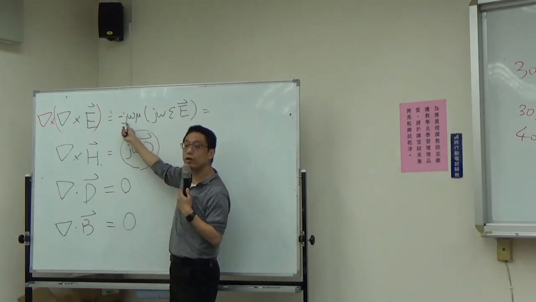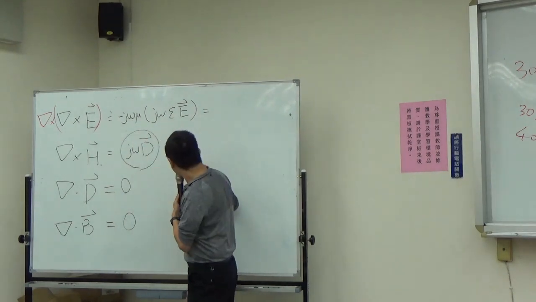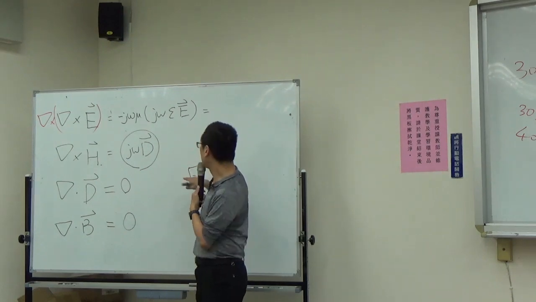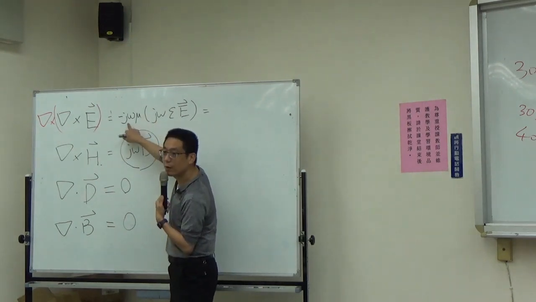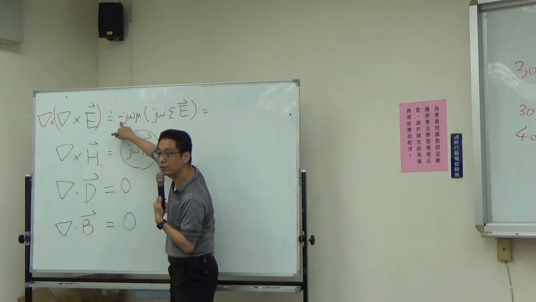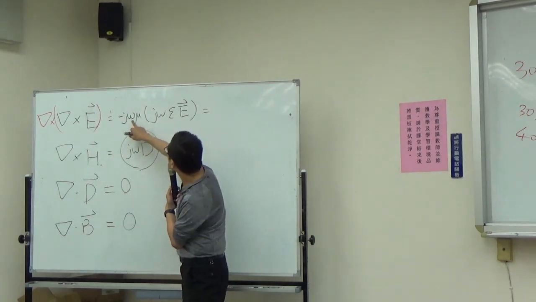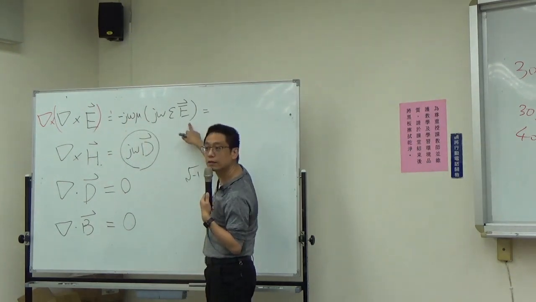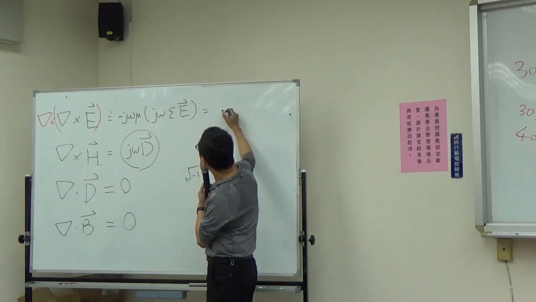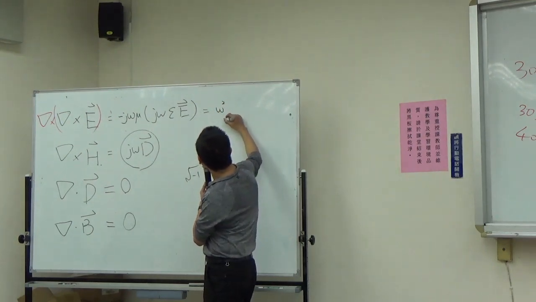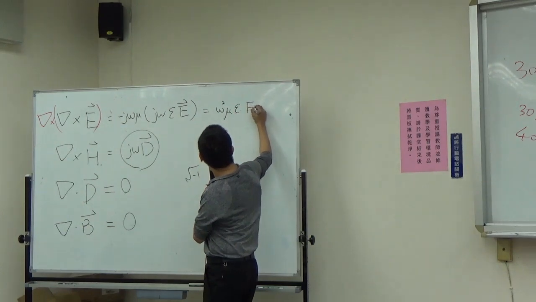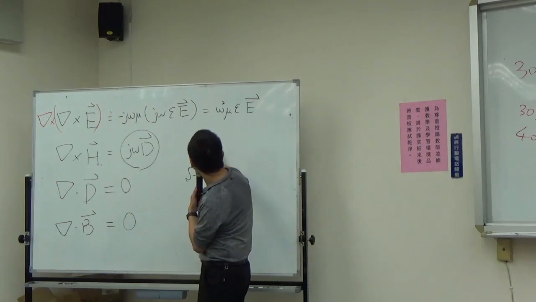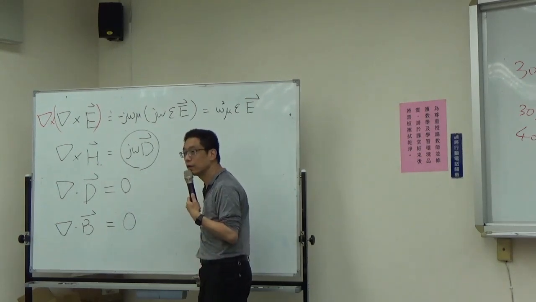J times J. J means the square root of -1, right? So it's the i you know before. So j times j, minus 1 times minus 1 equals 1, cancel out. We are left with omega mu epsilon E, equals omega squared times mu epsilon E. Any question?